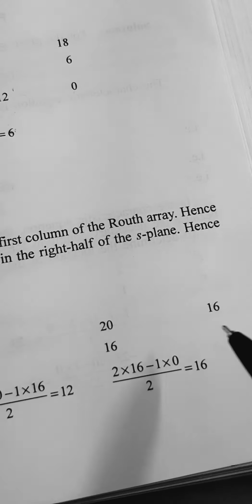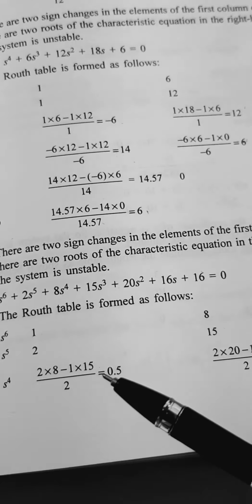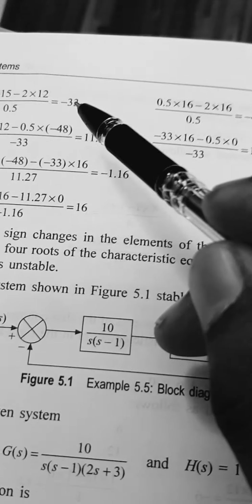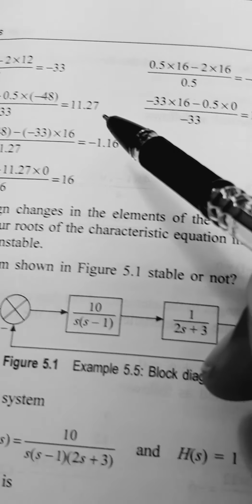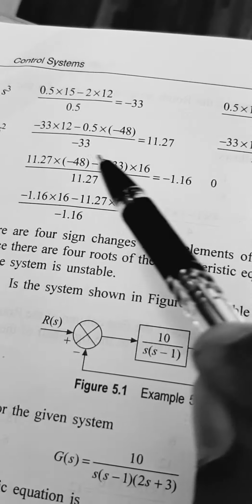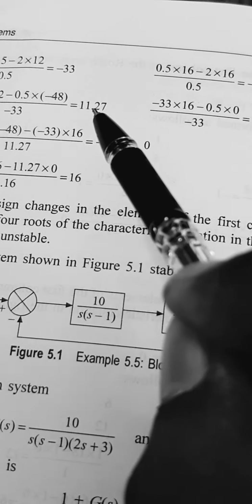Then you are getting a 0 here. So the same procedure you are doing. You are getting here 0.5, then 12, then 16. And if you go to the next, here you are getting minus 33, then 48. Here you are getting minus 11.27, 16.